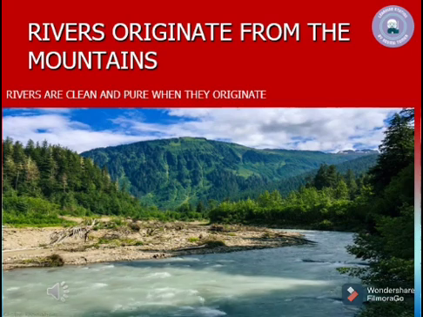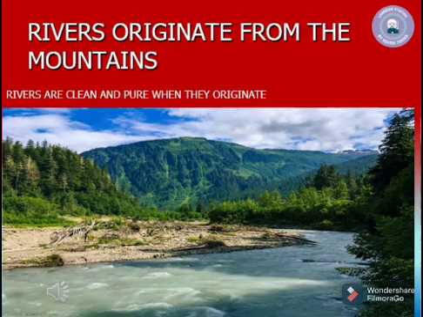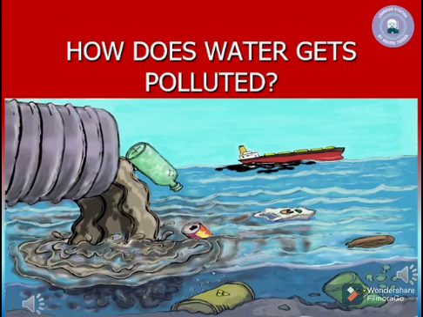Do you know that when a river originates from the mountains, its water is clean and pure. So, how does the water get polluted? In this picture, you can see that the pure water is blue in color, but as it gets polluted, its color changes and it turns black. So let's check out the reasons why the water gets polluted.